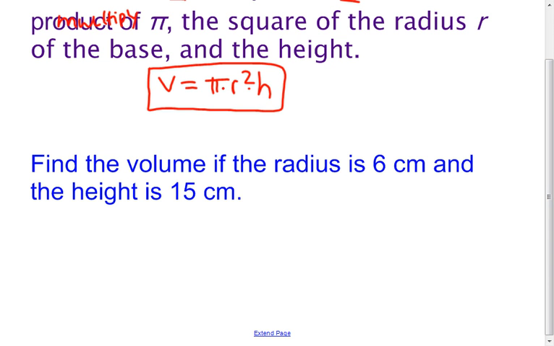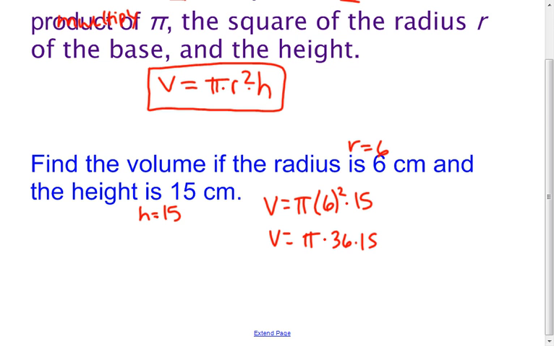Then it says find the volume if the radius is 6 centimeters, so this means that r equals 6, and the height is 15 centimeters, so h equals 15. So you will plug 6 in for r, and you will plug 15 in for h. So volume equals pi times 6 squared times 15. Okay, and so obviously that would be pi times 6 squared is 36 times 15. 36 times 15 is 540.